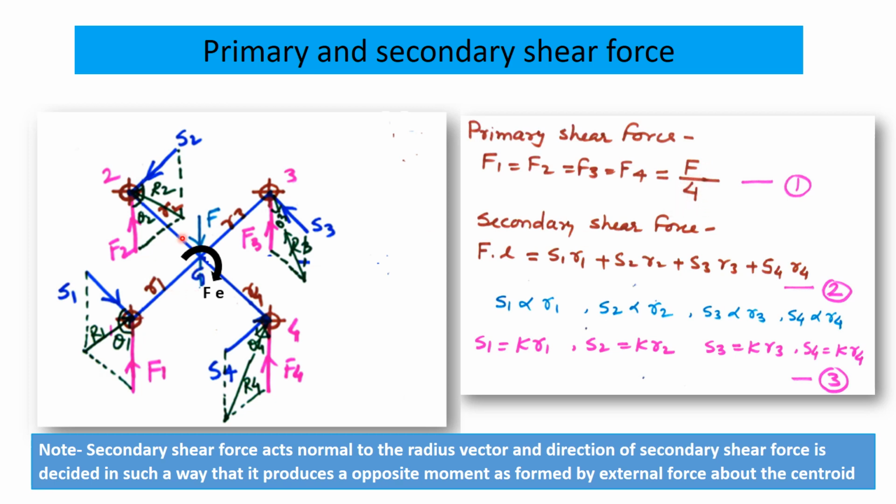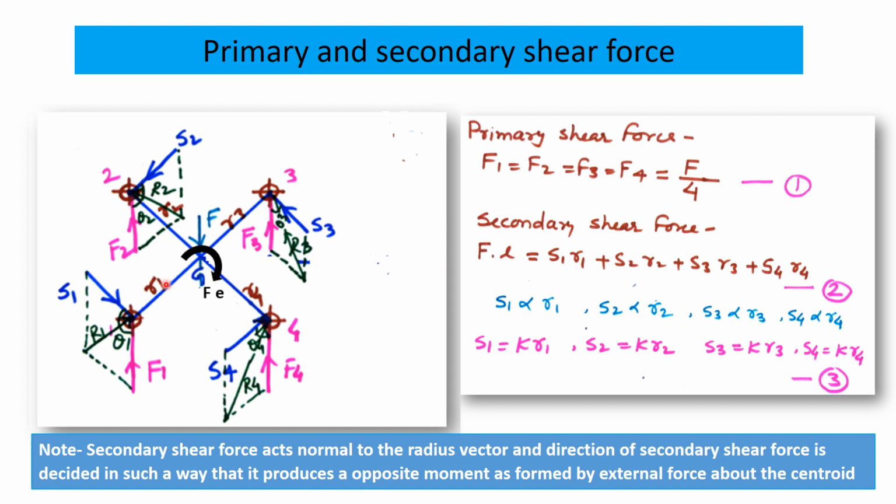Now this primary shear force is the resisting shear force produced in each and every rivet. Therefore its direction is basically upward. So at rivet 1, F1 is acting in the upward direction. At rivet 2, F2 is acting in the upward direction. At rivet 3, the primary shear force F3 is also acting upward, and at the fourth rivet the primary shear force F4 is also acting upward. In this way we find the primary shear force acting on all the rivets. Now we have to find the secondary shear force.